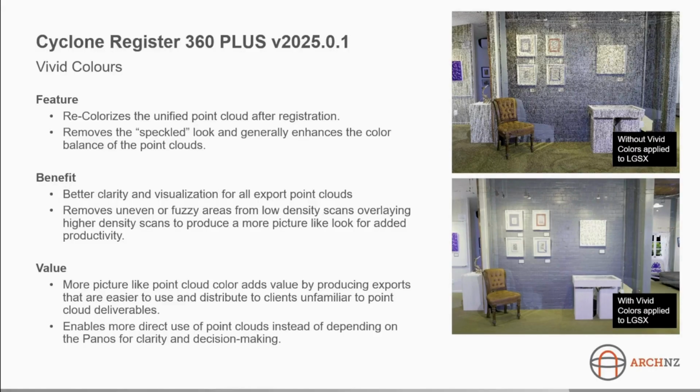Sometimes you can be forgiven for thinking you're looking at a panoramic image, but actually you're looking at the point cloud. So on the right there, the example at the top is a point cloud from an RTC 360 published in a previous version of Register 360, and in the bottom I've simply opened up that same project, republished with vivid colors applied, and you can see the marked difference, and I'll take you into the 3D data afterwards.